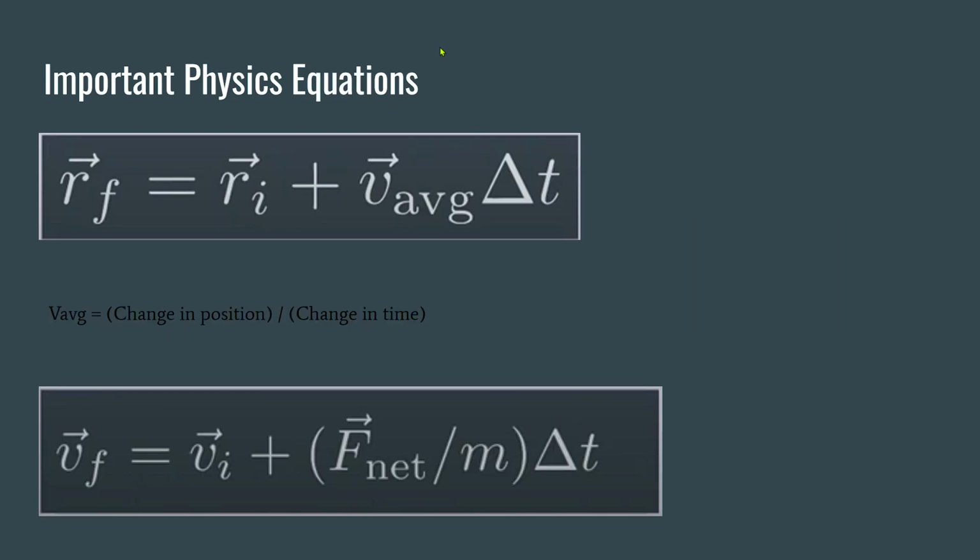Some equations that I'll be using in this lab is the position update formula. And since the velocity in this lab is constant, the average velocity will be equal to initial velocity. Next, we have the equation for average velocity, which is simply change in position divided by change in time. And third of all, we have the velocity update formula, which, since we are focusing on constant velocity in this lab, the net force shown here will be zero.